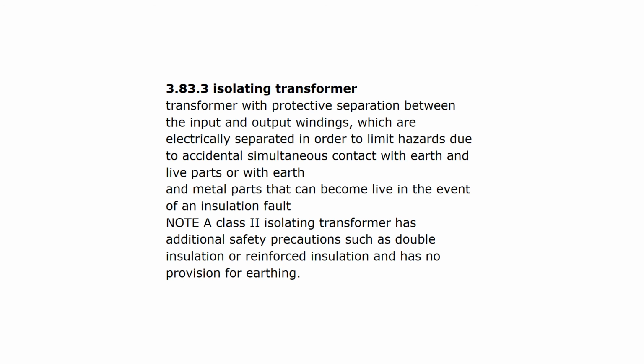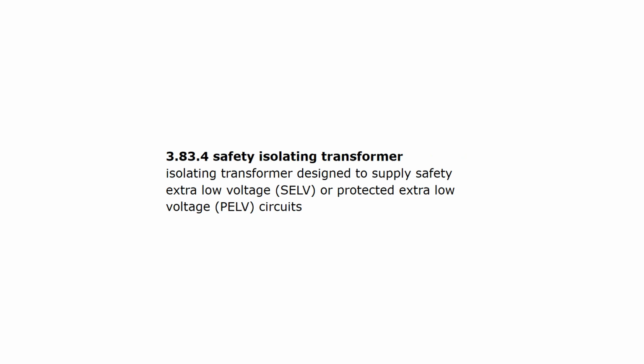Isolating transformer. Transformer with protective separation between the input and output windings, which are electrically separated in order to limit hazards due to accidental simultaneous contacts with earth and live parts, and metal parts that can become live in the event of an insulation fault. A Class 2 isolating transformer has additional safety precautions such as double insulation or reinforced insulation and has no provision for earthing. Safety isolating transformer. Isolating transformer designed to supply safety extra low voltage or protected extra low voltage circuits.